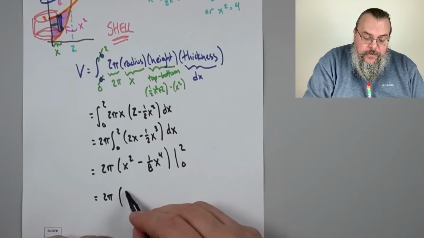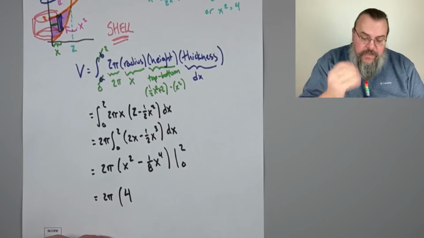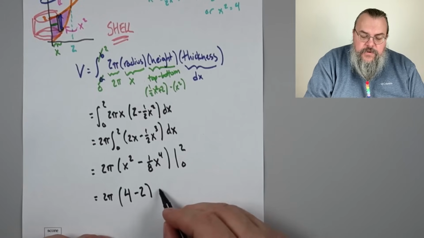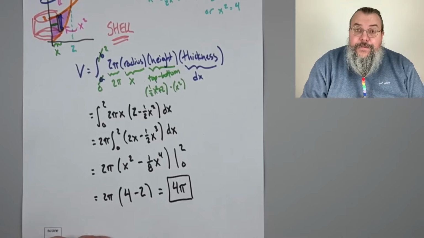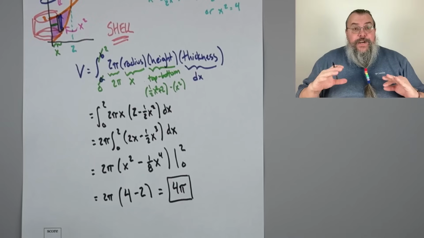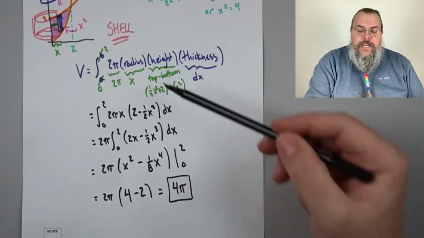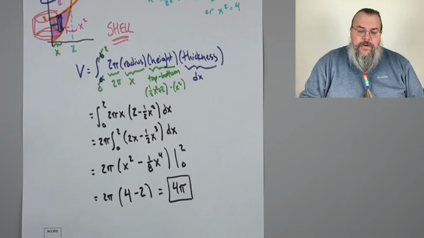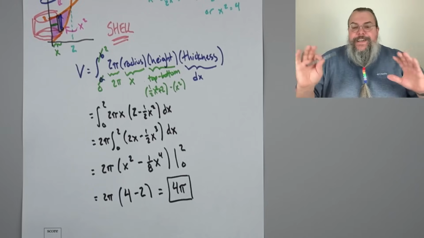2 squared, 4. 2 to the 4th, 2, 4, 8, 16. Divided by 8 is 2. 4 minus 2 is 2 times 2 pi. 4 pi. Ah, good. A positive number. If we'd got a negative number, uh-oh. Now, if we got a negative number, we'd fix it. Probably a negative would come from this part right here. But it's good to double check the whole thing. But now, that seems pretty reasonable. And we're one problem down. Woohoo! Yay! Let's keep going.